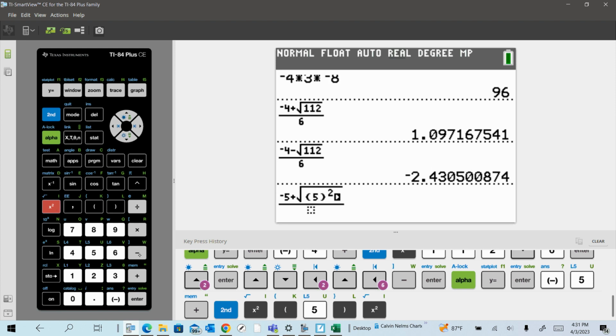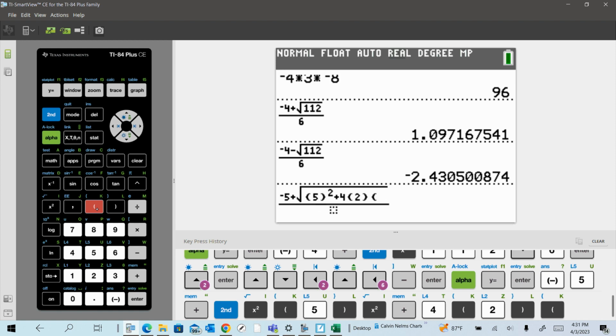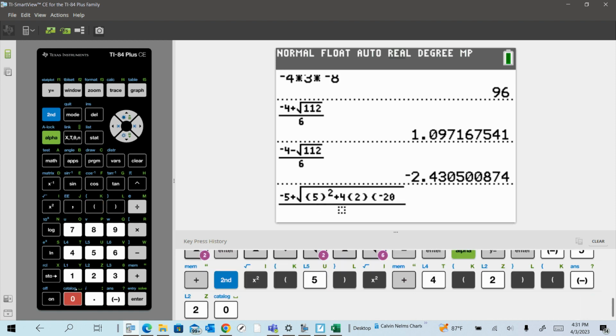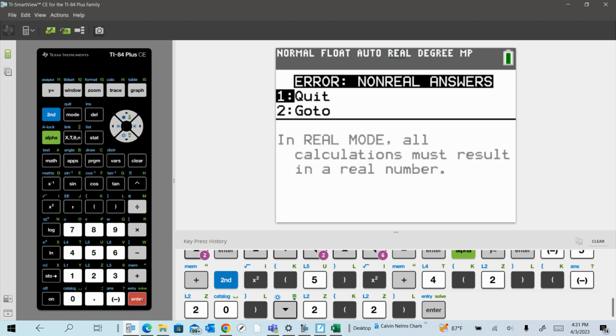Then we're going to do plus 4. Then we have parentheses, 2, close that parentheses, and then another parentheses, negative 20. Close that parentheses. Then we're going to arrow down, come to the bottom, and then we're going to put 2 parentheses 2. Okay, and we're going to now hit enter. Now, it says that we have a non-real answer.